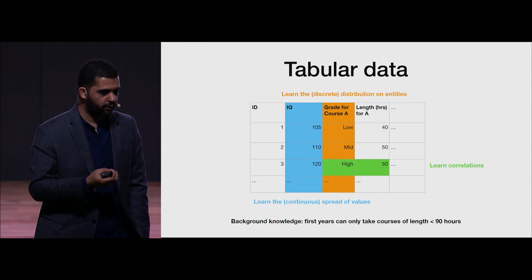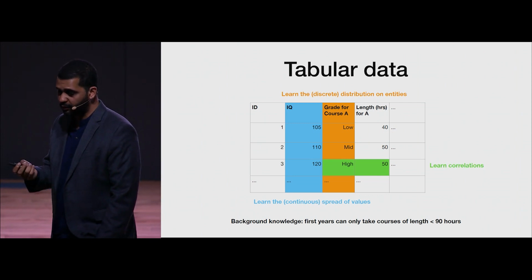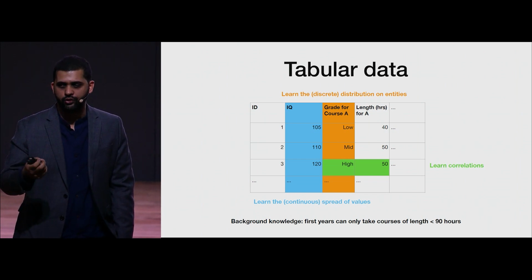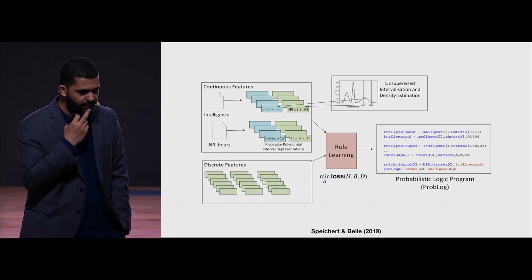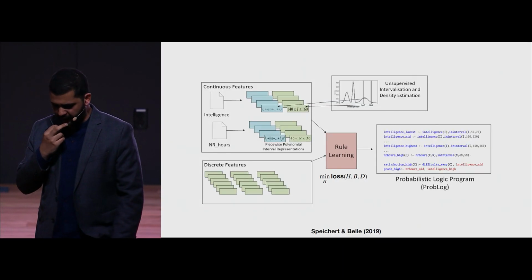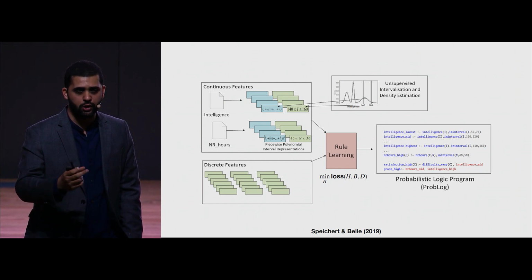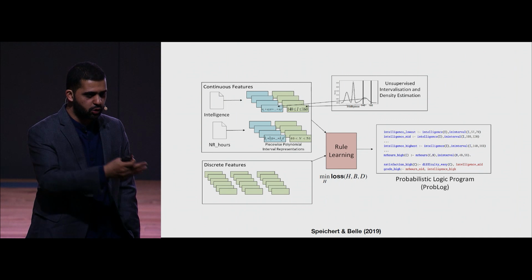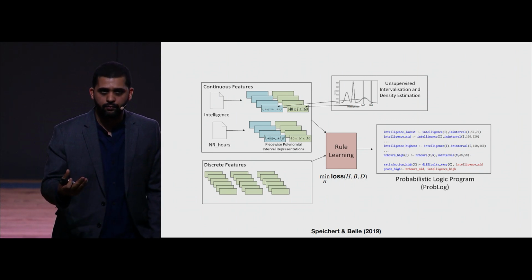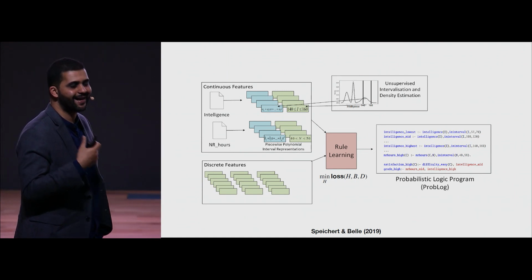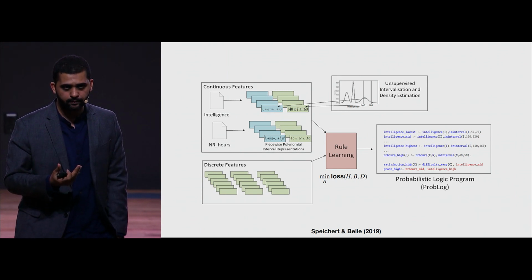And you might have other background knowledge. For instance, if you're talking about a university context, you might say that no first year is allowed to take a course that goes beyond 90 hours, right? So we propose this program induction approach, where we do density estimation for the individual variables, and then we do associative rule mining to figure out a program that you can basically read. A course administrator can read this program to understand the patterns that are emerging in the data.